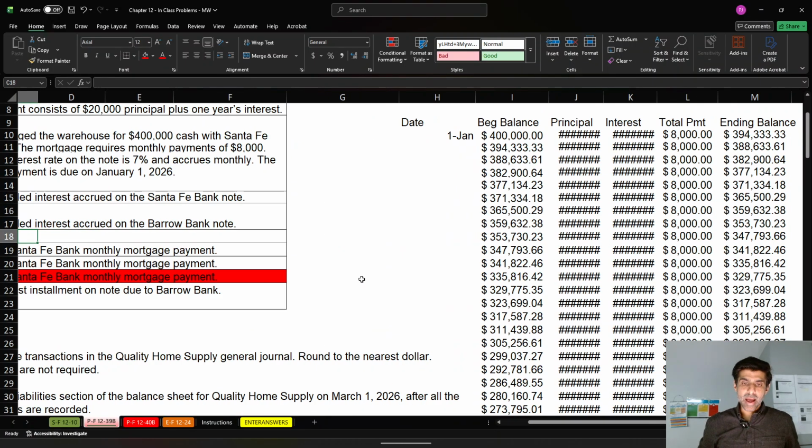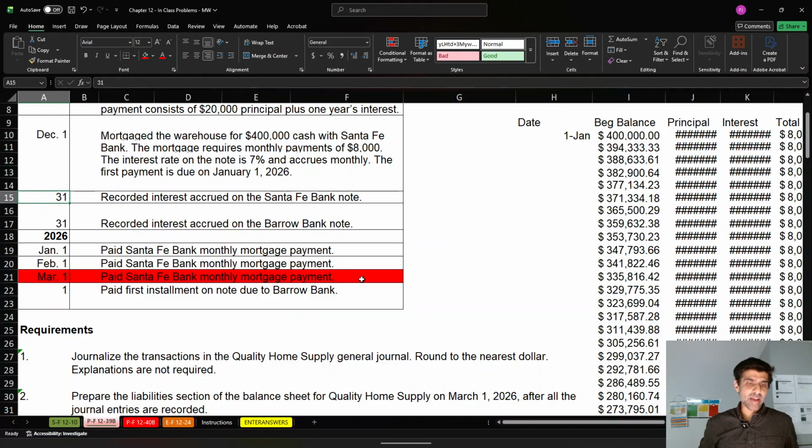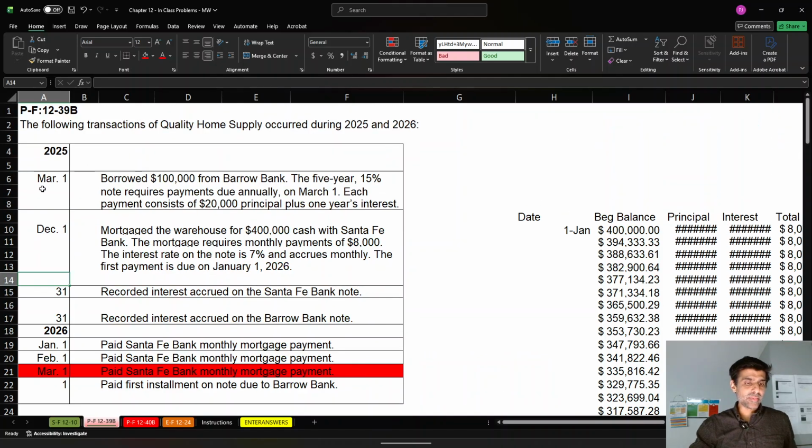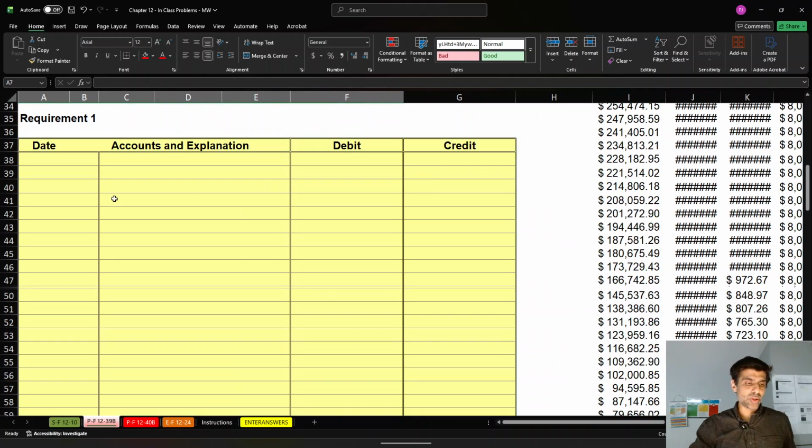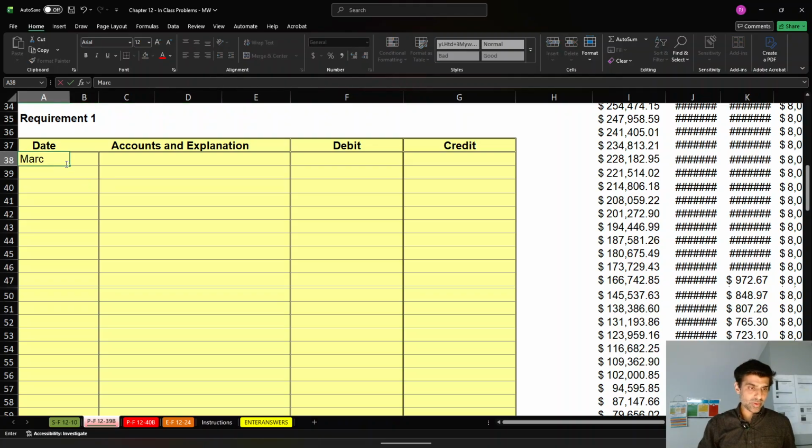Okay, so now the first journal entry is asking us to do the Barrows Bank journal entries. So on March 1st, we take out the loan. We're going to get cash. We're going to have a note payable.